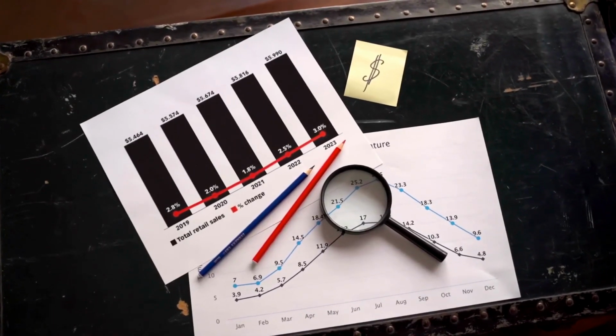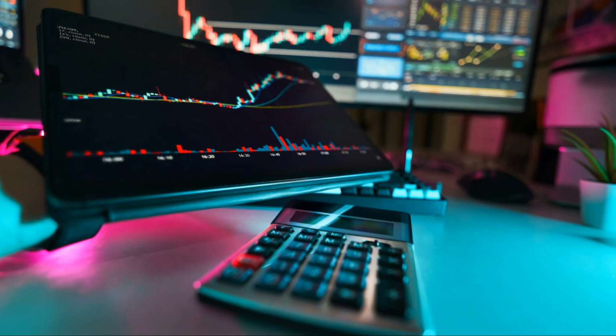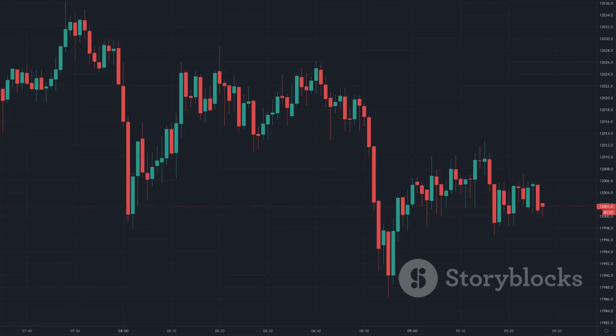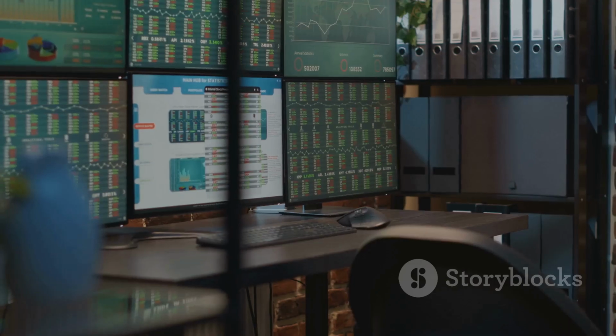Think of candlesticks not as a standalone system but as an indispensable component of your analytical toolkit, helping you to read the market story and trade in harmony with its rhythm.